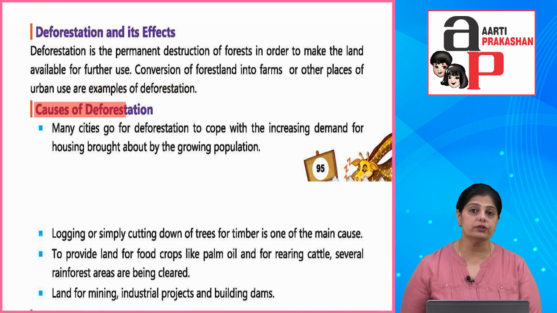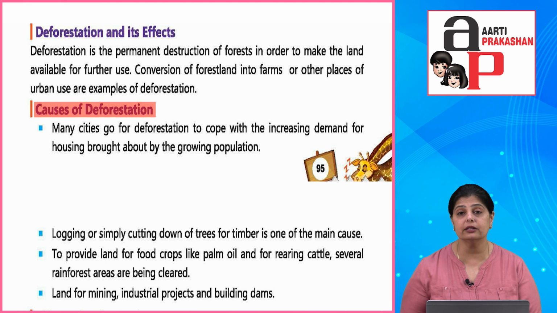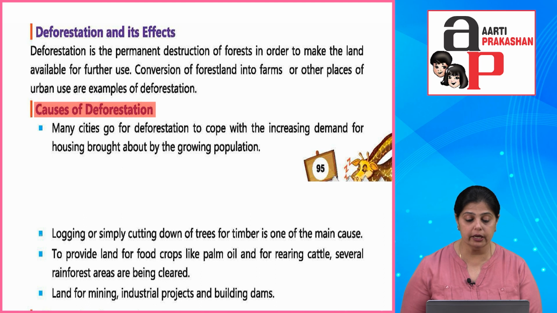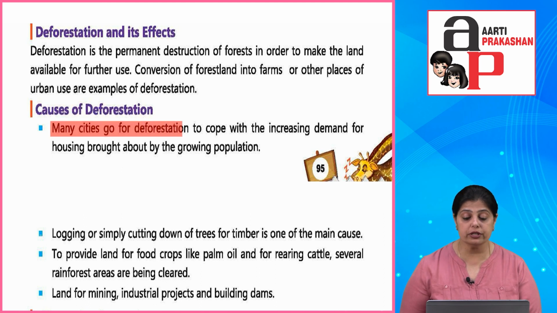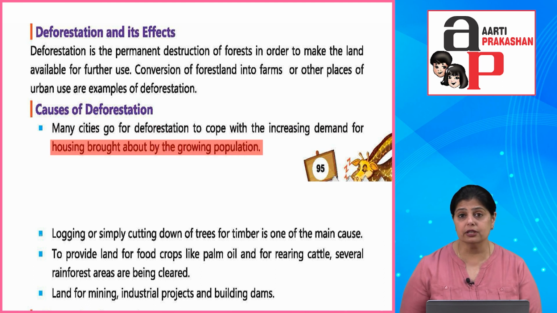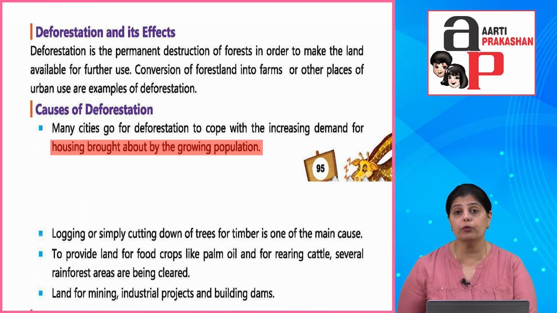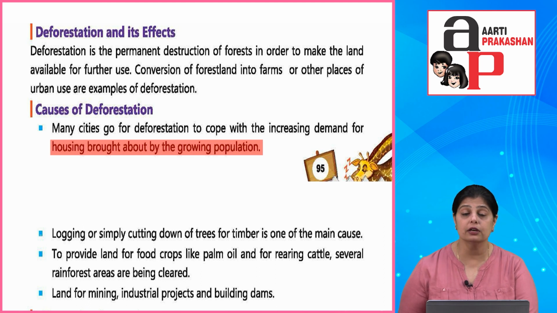Now, what are the different causes of deforestation? Why do people have to destroy the forest life? Many cities go for deforestation to cope with the increasing demand for housing brought about by the growing population. जैसे population बढ़ती जाएगी वैसे वैसे ज़रूरतें बढ़ जाएंगी, लोग बढ़ जाएंगे, उनको घर लेना पड़ेगा as a form of shelter for them, and that is the reason why they have to cut off these trees and empty those lands, the forest land, और वहाँ पे वो घर बनाते.